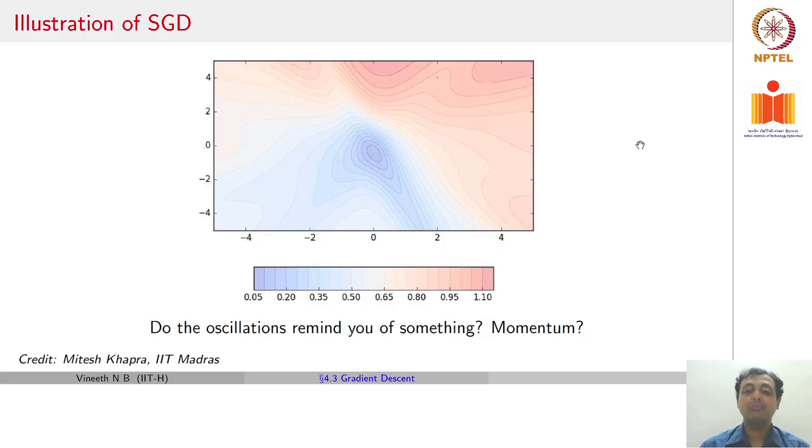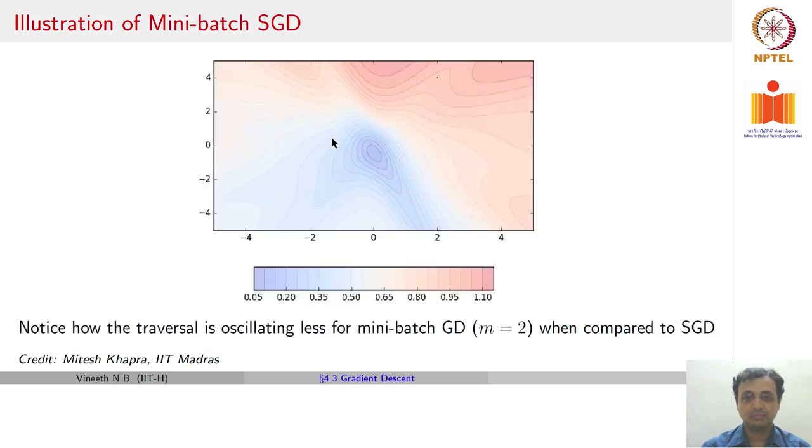Momentum also had similar oscillations when it reached the minimum. Here is an illustration of mini batch SGD. Once again, the same error surface. Let's see if batching data points and computing the gradient helped us a little bit. You do see here the oscillations have mildly reduced for mini batch SGD when compared to SGD. But the batch size here was just 2.